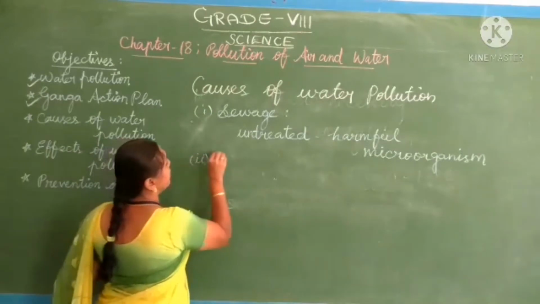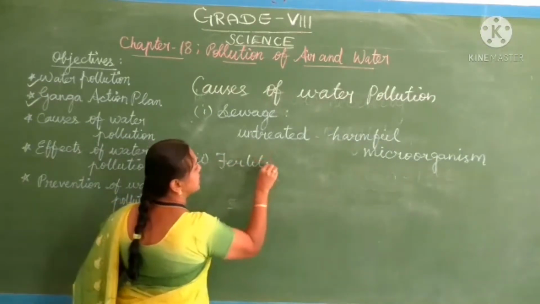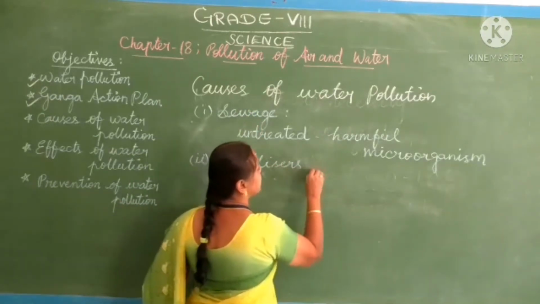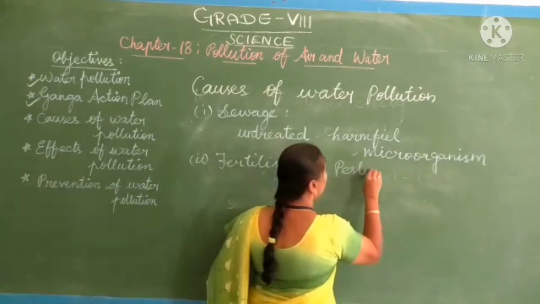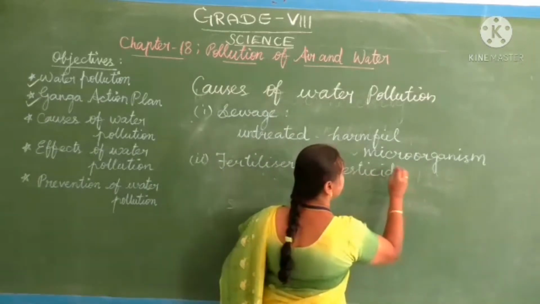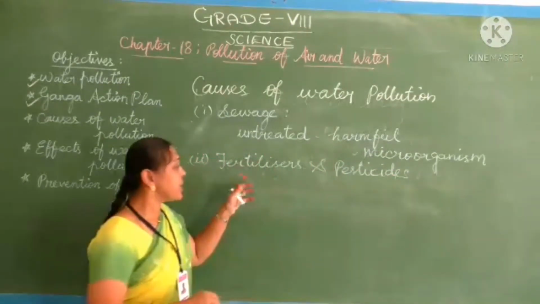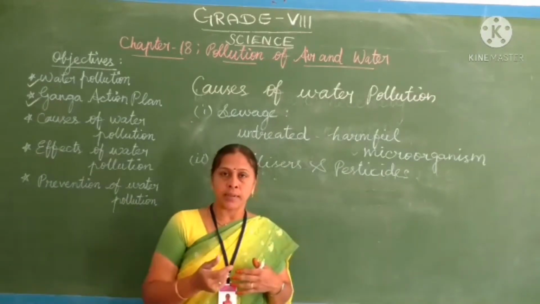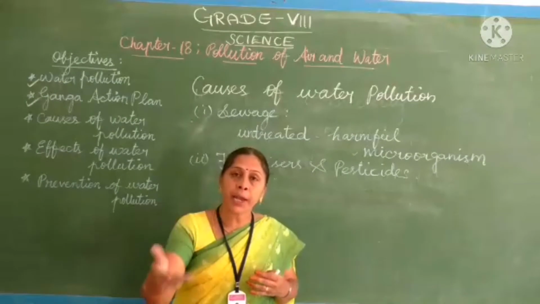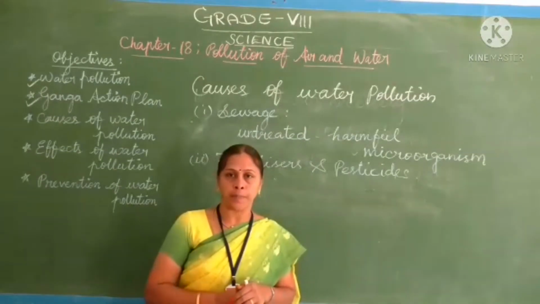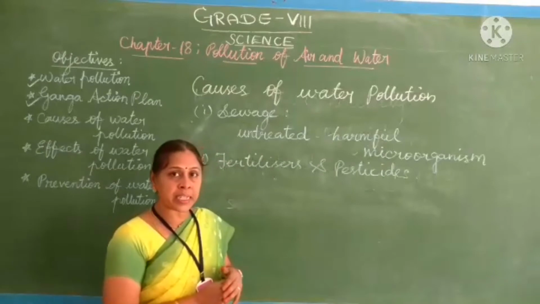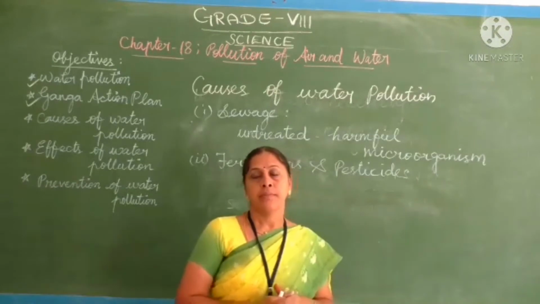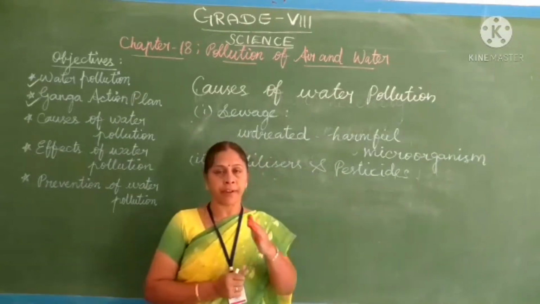Next one, fertilizers and pesticides. The next cause of our water pollution is fertilizers and pesticides. Hope you all know what are fertilizers and pesticides. Fertilizers are nothing but the nutrients or the chemicals that supply nutrients to the growing crops. And pesticides are the chemical substances which are used to kill the pests or the insects which do harmful things to the plants and affect the growth of the plant.